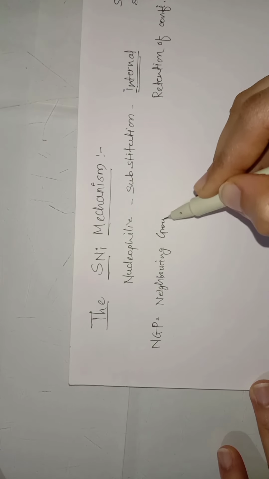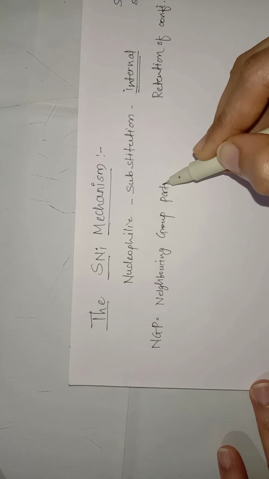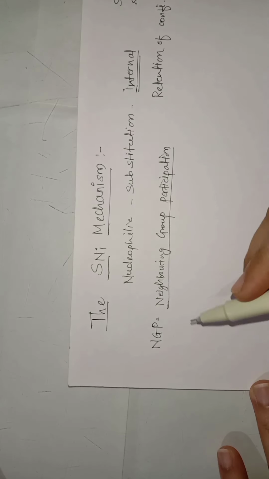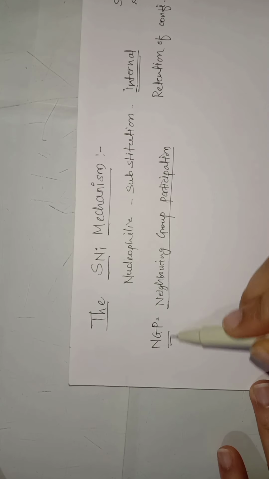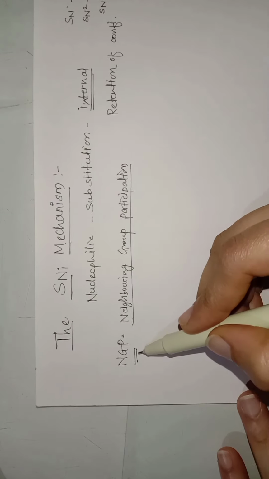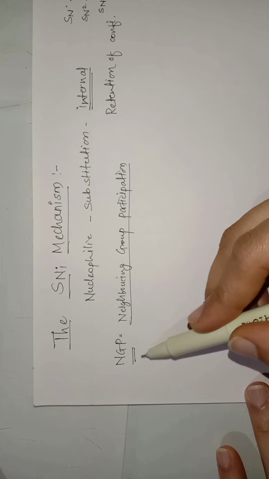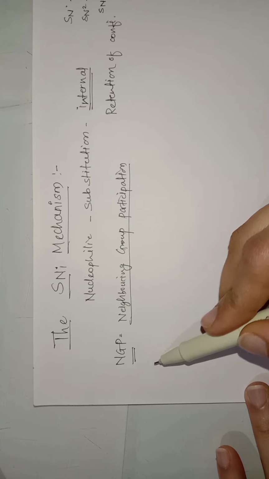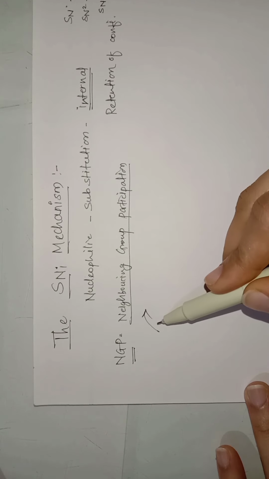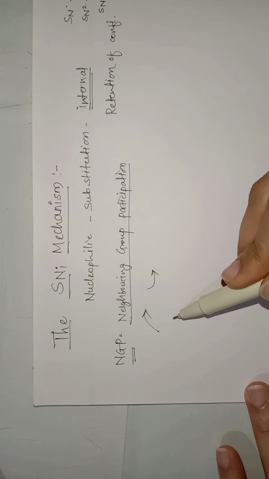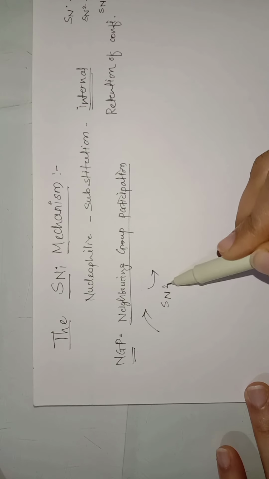Neighboring group participation. So because of neighboring group participation, if within a molecule there is any group which can act as a nucleophile within the same molecule, then it can attack from the backside, and the leaving group will be eliminated from the backside. Means like an SN2 attack was there.